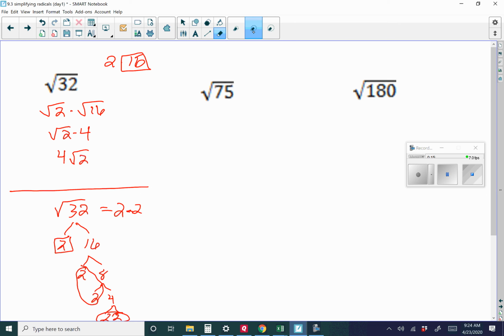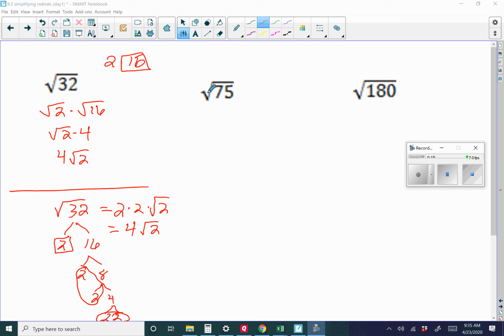Let me clean that up. And then the one that's in a box has to go back under a radical. So what's the answer here? 4 square root of 2. Square root of 75. Okay, square root of 75.